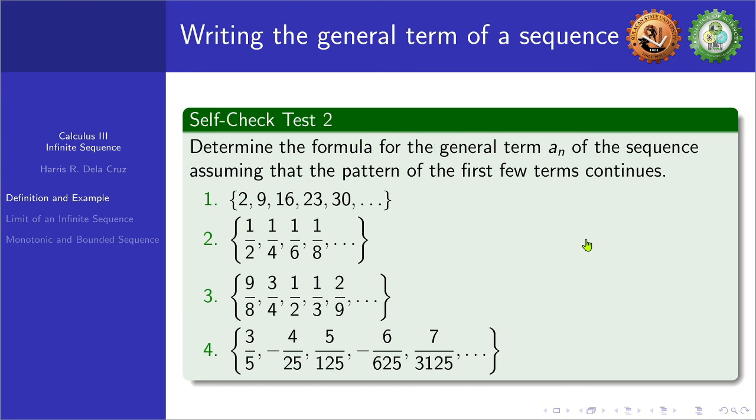Now let's see if you can do it on your own. Get your pen, get your paper, and do self-check test number 2. You just have to determine the formula for the general term. You figure out if it's an arithmetic sequence, a geometric sequence, a harmonic sequence, a combination, or if a particular pattern arises from the first few terms. And then write the general term, or the formula for the general term, a sub n. Okay, so pause this video for now and we'll get back for the answer.